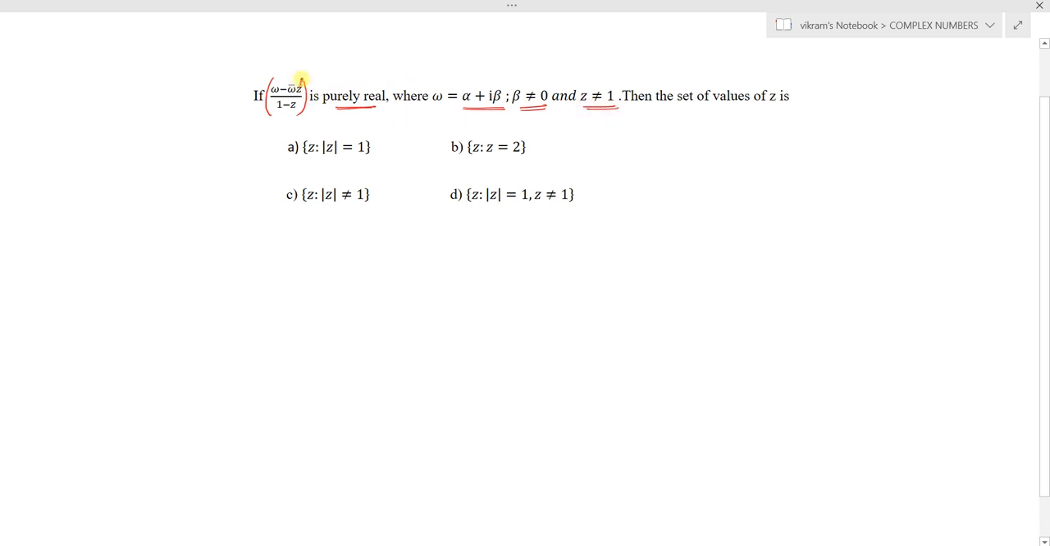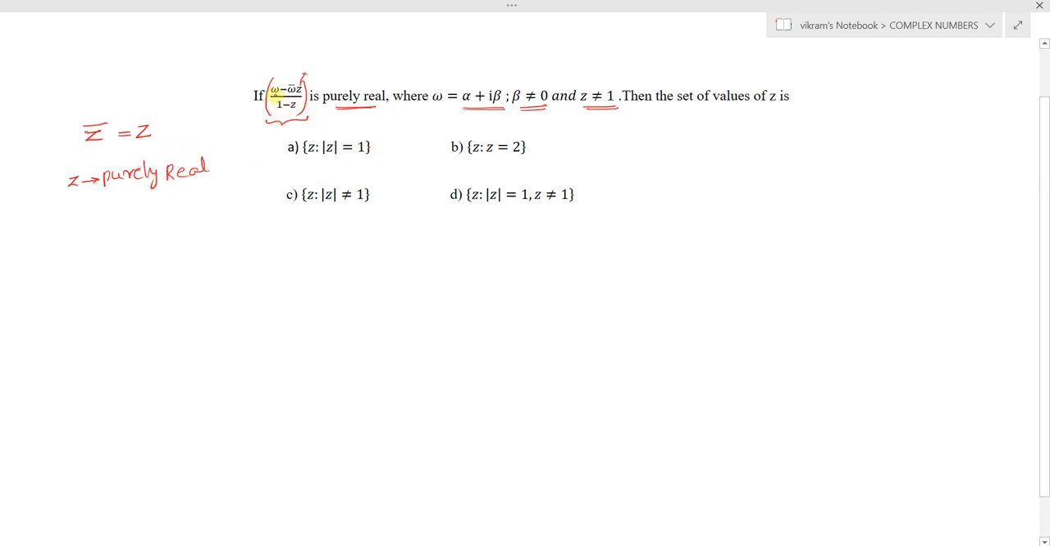Then the set of values of z is what? Read the question again. If some complex number is purely real, when is a complex number said to be purely real? If we consider a complex number z, then it is said to be purely real if its conjugate equals the complex number itself. Only then can we say that the complex number is purely real. This is the concept he has given.